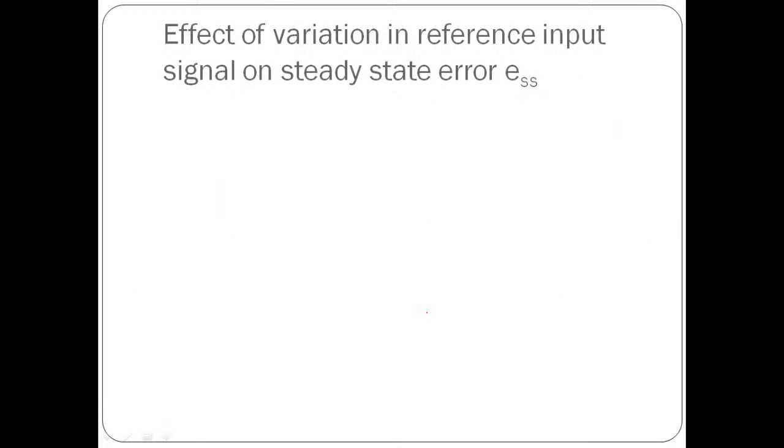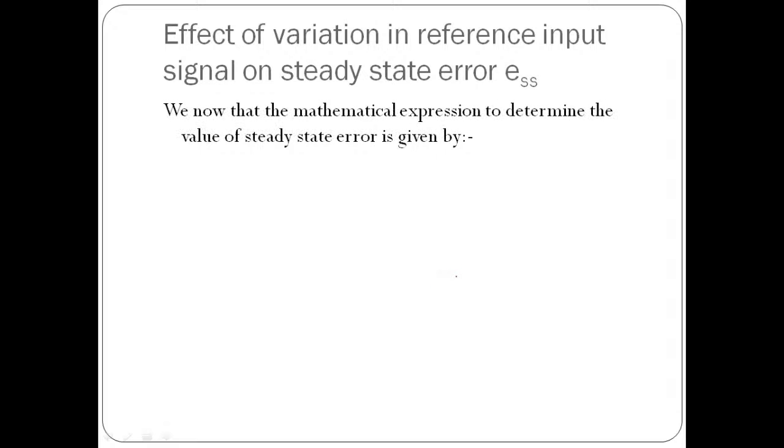Now let us try to find out how this steady state error is going to change if we change the reference input signal. Like if you vary R of s, then based on that how the steady state error is going to change. Now we know that the mathematical expression to calculate steady state error is like this.